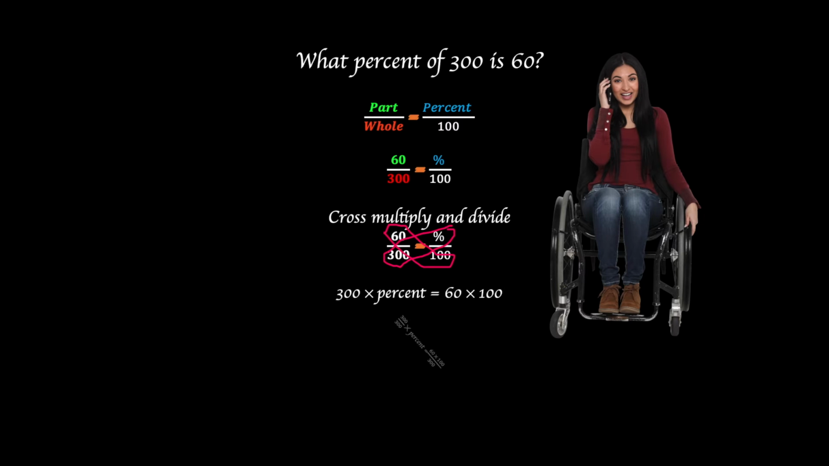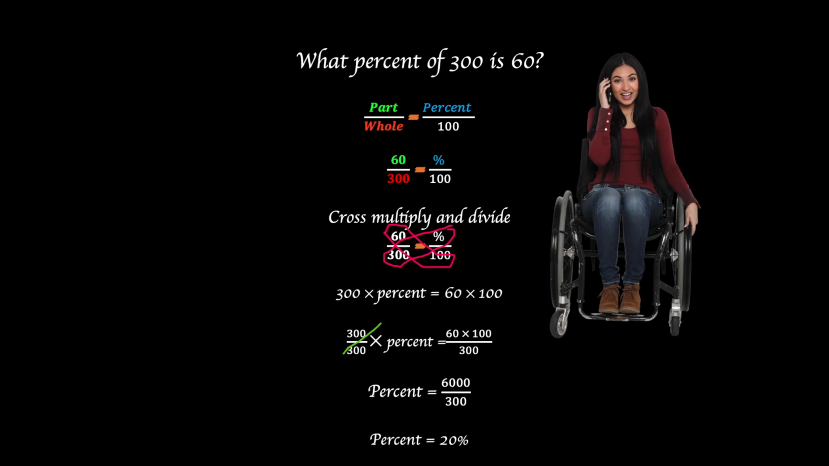Now, since we're looking for the percent, we need to get rid of the 300. The way we do that, we divide both sides of the equation by 300. So 300 on the left side divided by 300, that cancels. That's 1. So we're left with the percent. And 60 times 100 is 6,000 over the 300. Now when we divide 6,000 by 300, we get 20%. So the missing variable in the formula is the percent, which is 20%.